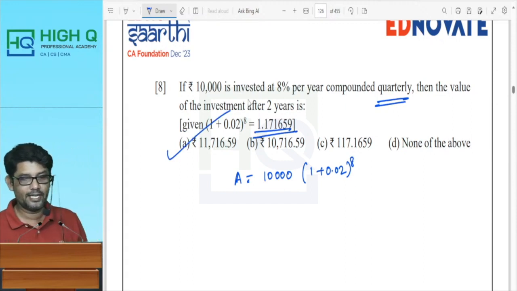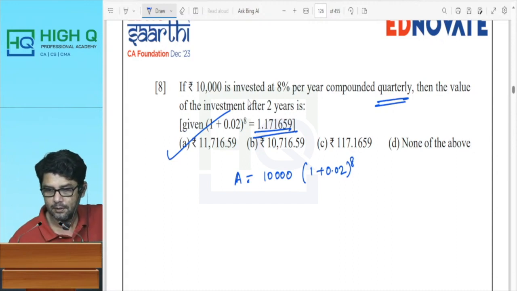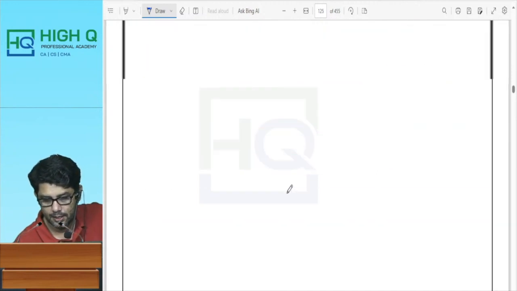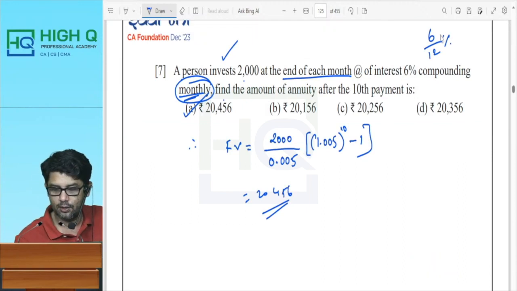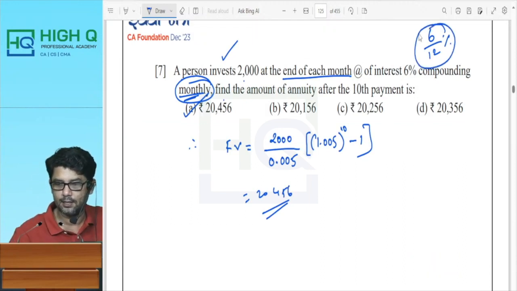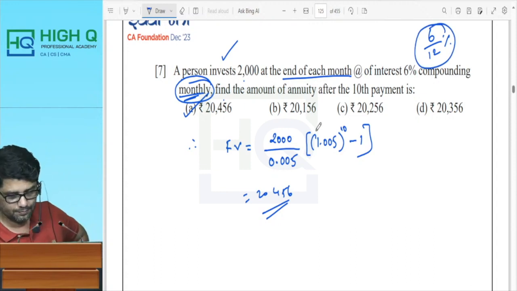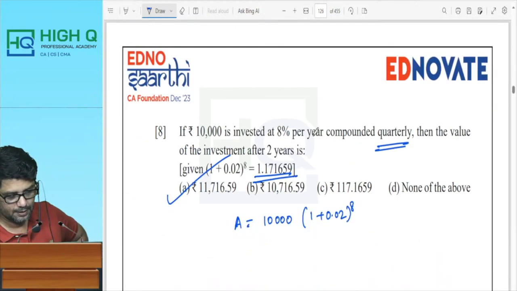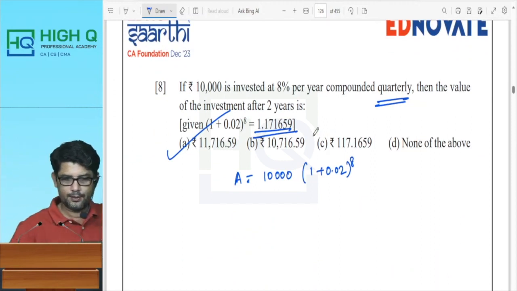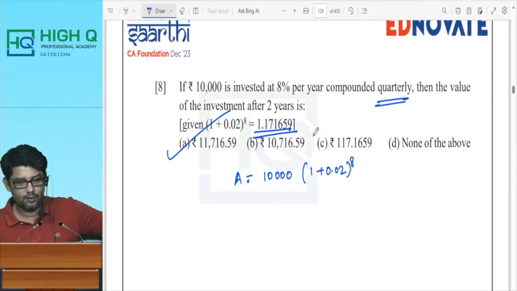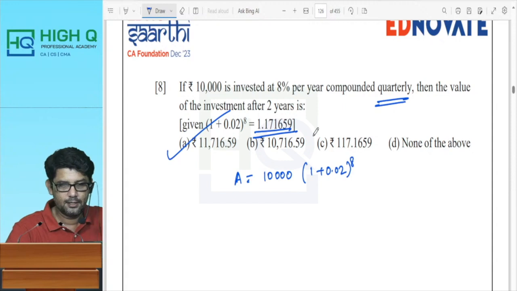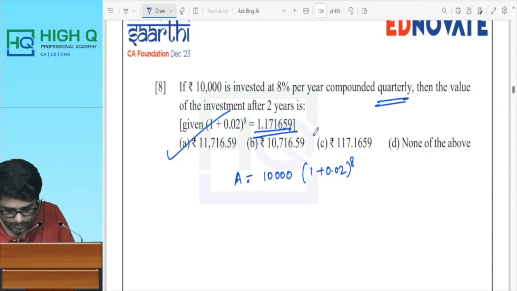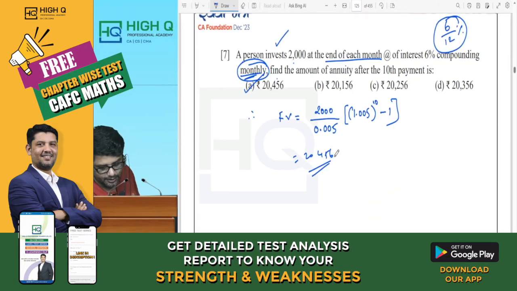Sheetal, which one you did not get the answer? 0.005, how it came in? See, look at this. Monthly means 6 by 12 percentage. Is it 11716.59, my dear? I think now I explained. See, that Sheetal, I just did the calculation, my dear. See, look at this.